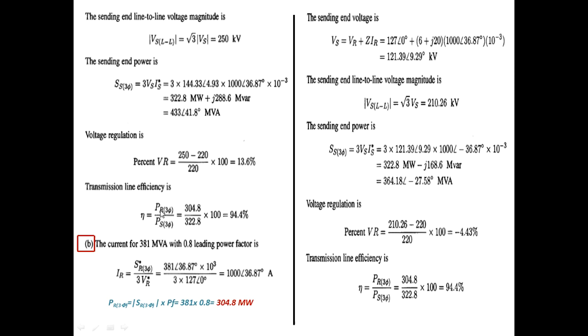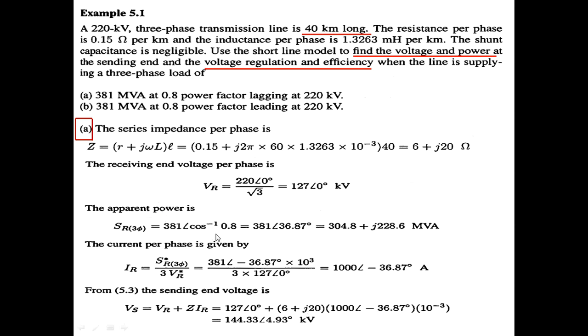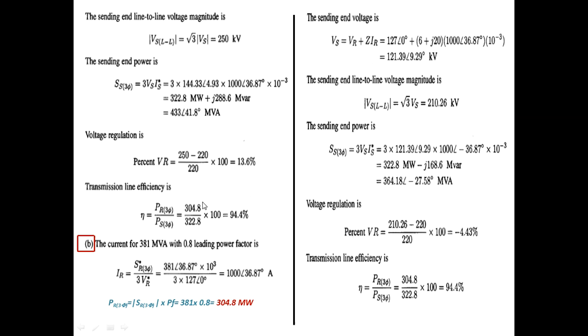Let's see how to calculate the transmission line efficiency. The power at the receiving end, as we have seen, is equal to 304.8, and the power at the sending end is equal to 322.8. So the efficiency of the line is 94.4%.